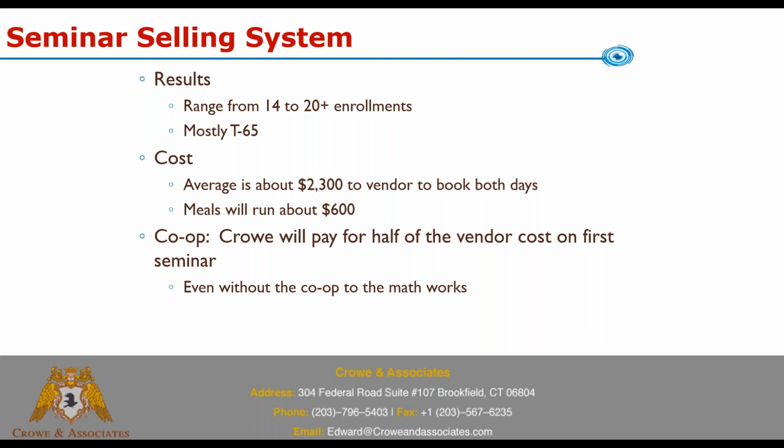The reason we co-op the first event is to see if you like it. If you like it and you're getting the enrollments we're talking about, then the math will work even without the co-op. At that point going forward, you could use our lead program. Probably most of you are familiar with our lead program, but that's ongoing. That reimburses agents $500 a month. So even after we co-op the first one, if you want to continue to do these, you could submit them to our lead program for the $500 off the cost.